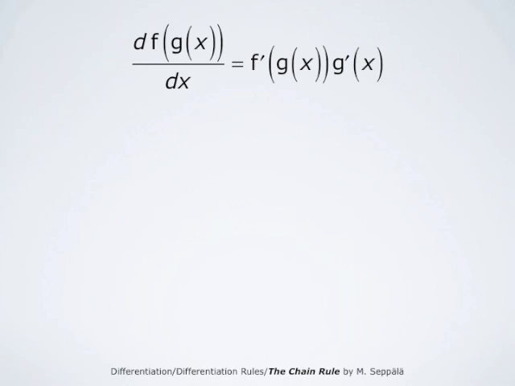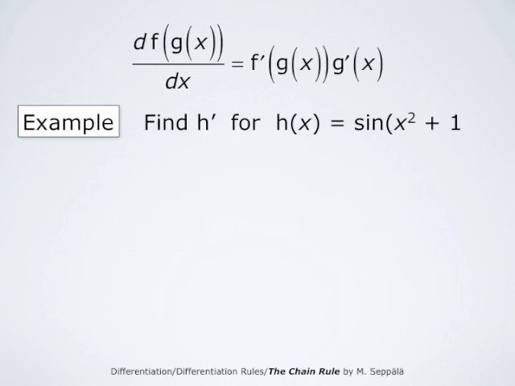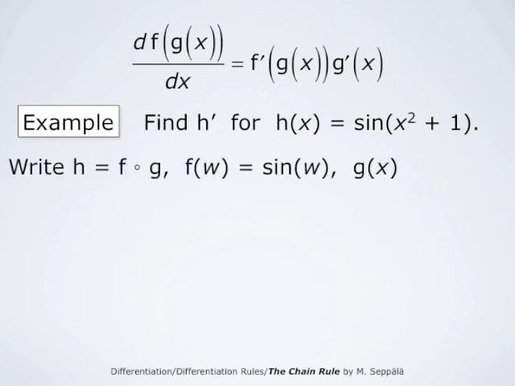Let us take an example of the use of the chain rule. In this example, we consider the composed function that we have already seen in another example. So our task is to find the derivative of the composed function sine of x squared plus 1. We call this function h. And this is a composition of two functions, f and g, where f of w is sine of w and g of x is x squared plus 1.